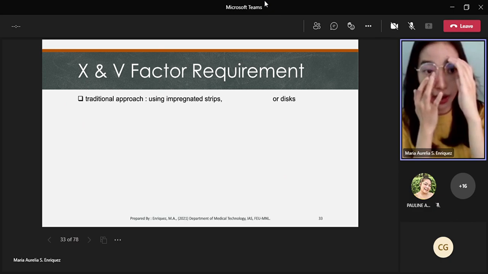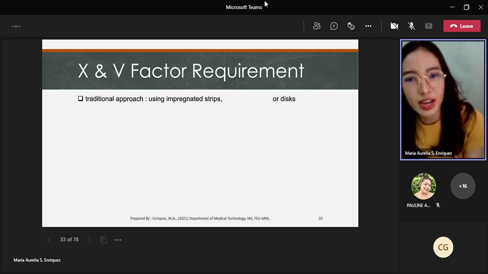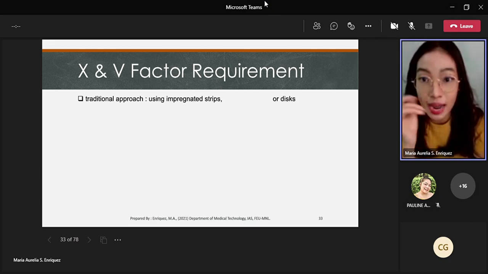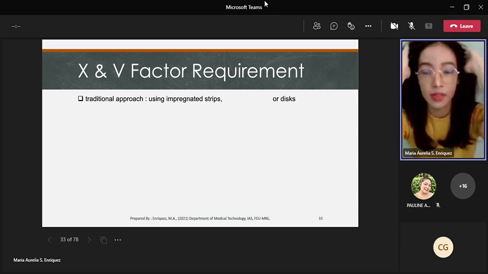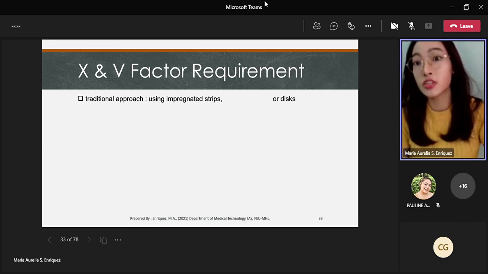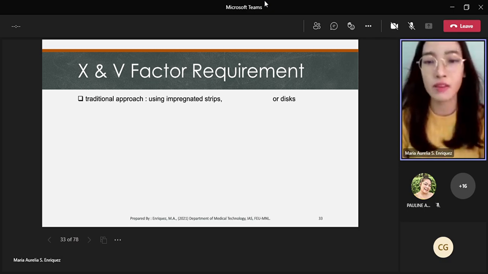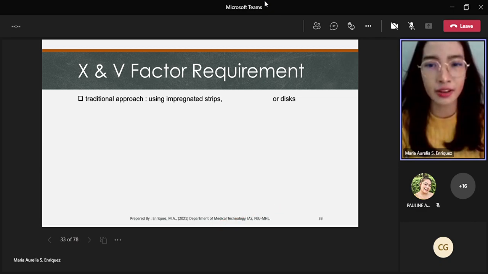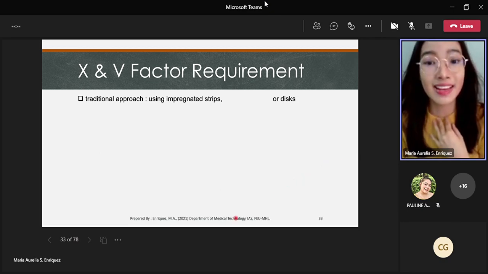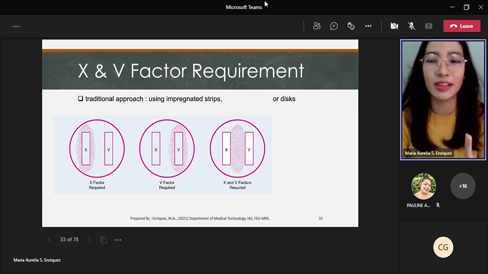And let's now talk about the X and V factor requirement. So we would like to check their X and V factor requirement. Okay, so example, nakapag-isolate na nga po tayo or nakapag-observe na tayo ng colonies after plating them. Now, we would like to know kung sila ba ay X factor dependent, V factor dependent, or both. So the usual approach to this is by placing strips on an agar plate. So ganito po yung itsura ng mga unang slides na pinakita ko kanina, di ba?